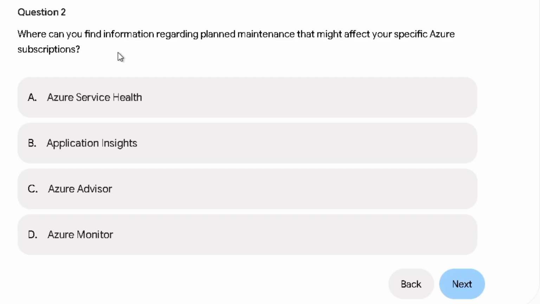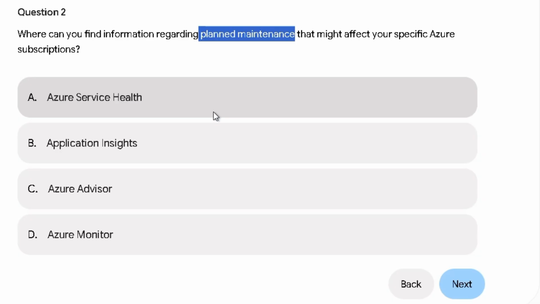Next. Where can you find information regarding planned maintenance that might affect your specific Azure subscription? Where can I find information regarding planned maintenance that might affect your specific Azure subscriptions? You're going to find information that might affect that on your Azure Service Health.